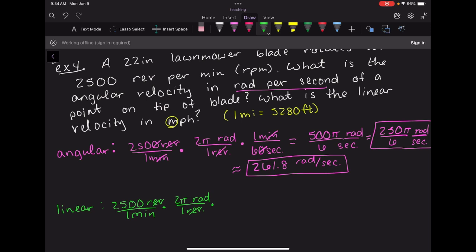But remember, with linear, you always have to multiply by the radius. So in our case, my radius, you got to be a little careful here. It says 22 inches, but when it's saying the 22-inch lawnmower blade, that means it's actually the diameter. I like to be a little bit more specific on that, like on the test. But this diameter is 22 inches. So the radius would be 11 inches. So remember, I always have to multiply by the radius when doing linear velocity.